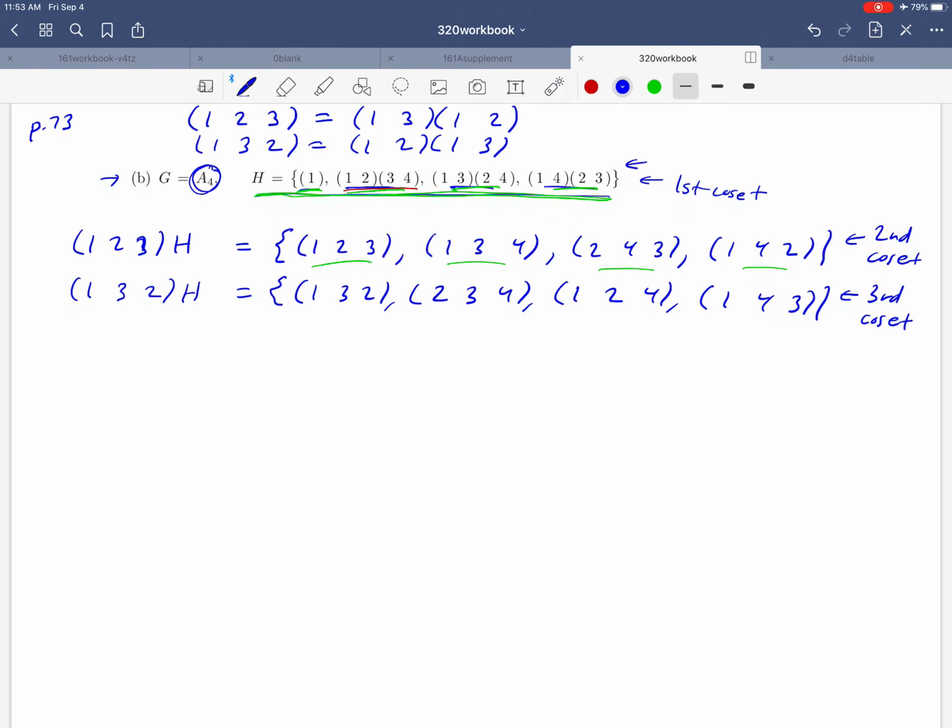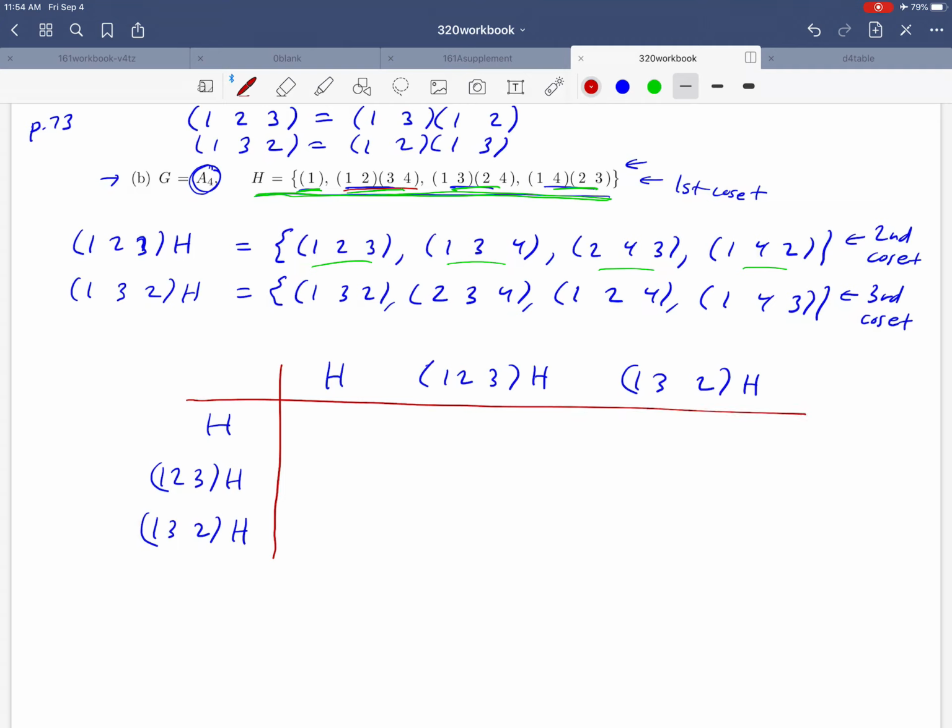All right, we're ready to make a Cayley table. Remember, we're making a Cayley table for the group G mod H. That's the set of the 3 cosets that we just found. So let's list those across the top. We've got H, we've got (1 2 3) times H, and we've got (1 3 2) times H. Then we've got the same cosets going down the side here. And our operation is composition.